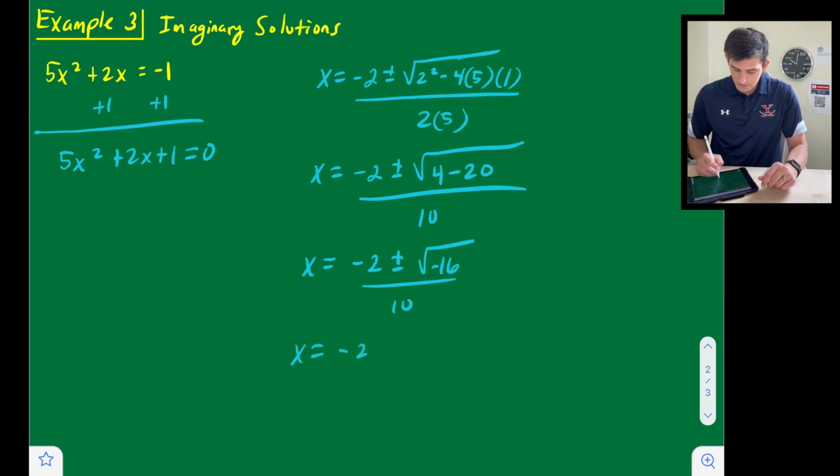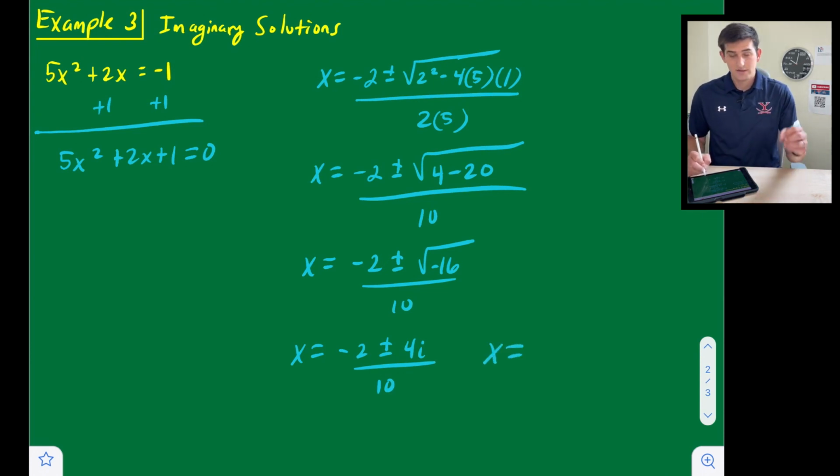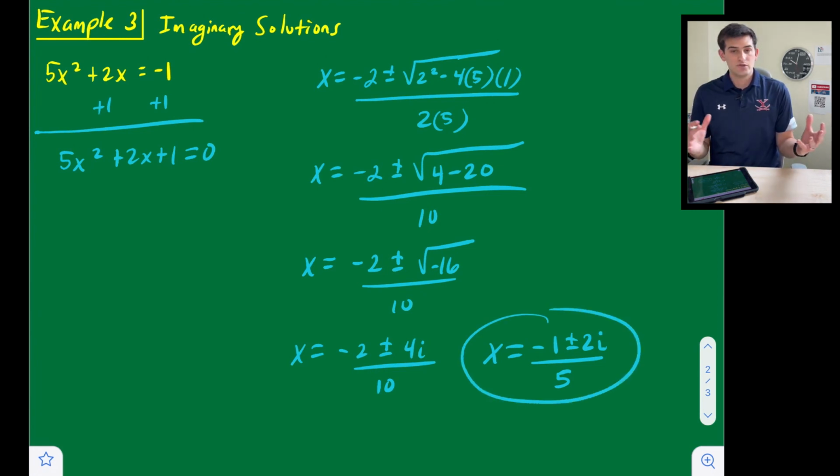And we have x equals negative 2 plus or minus the square root of negative 16, which would be like the square root of 16, which is 4, and the square root of negative 1, which is i. So we could write this as 4i divided by 10. Now we can simplify this, and we could write this as x equals, and negative 2 over 10 would be negative 1 over 5, right? And then 4 over 10 would be 2 over 5, so plus or minus 2i over 5. And that would be our two solutions there, and those are imaginary, right? We had negative 1 plus 2i divided by 5, and negative 1 minus 2i divided by 5. And that's how you can use the quadratic formula to solve quadratic equations.